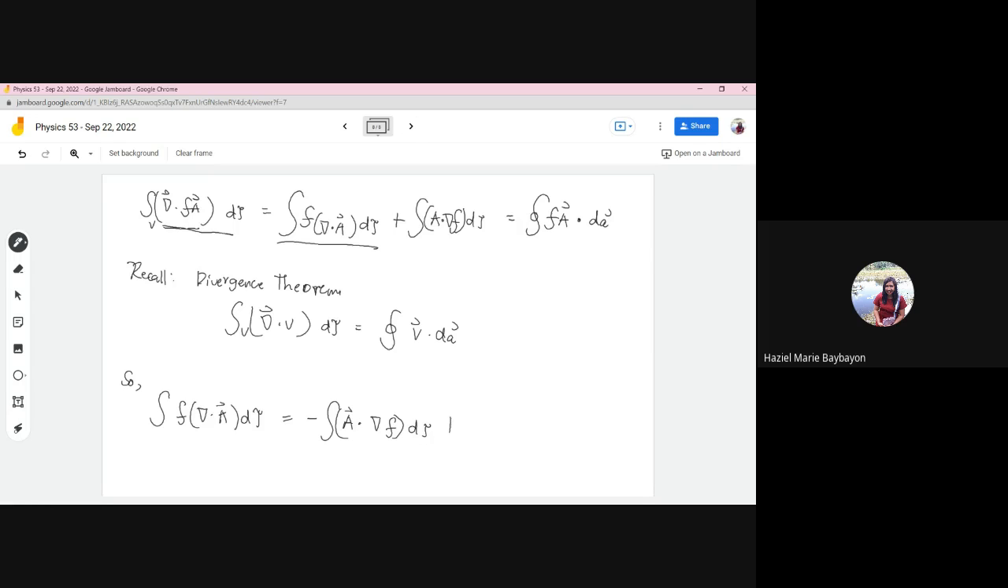plus the surface integral f times a dot dA. Okay? So you have to take note of this. Mura ni siya og integration by parts using kanang mga divergence. Okay?